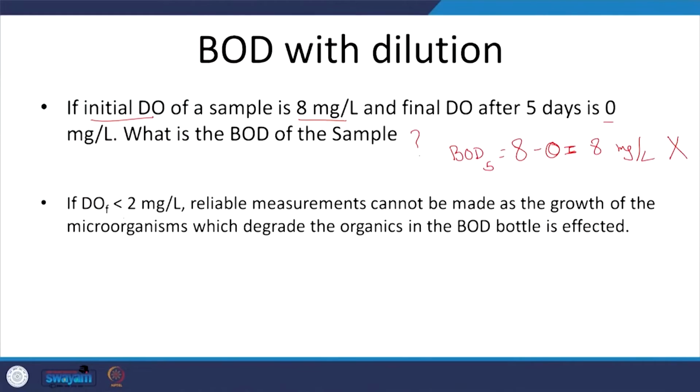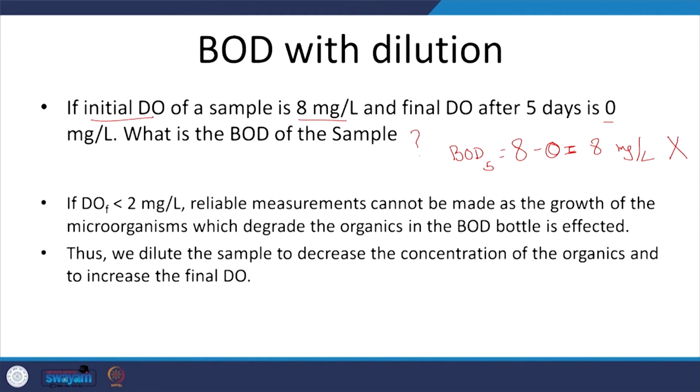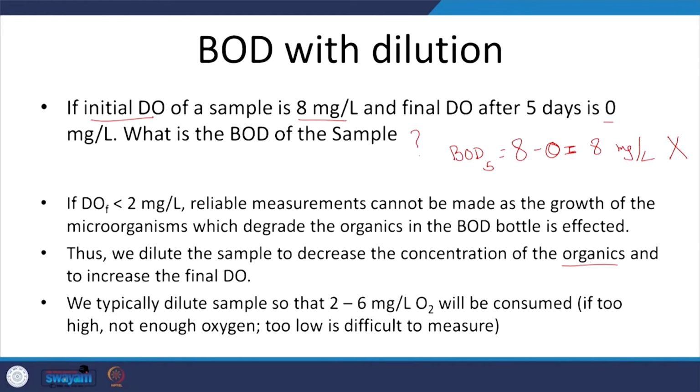So, it is not reliable, and as I mentioned earlier, if DO final is less than 2, a reliable measurement cannot be made, as the growth of the microorganisms is going to be affected. That is why, as we just discussed, we are going to dilute the relevant sample to decrease the concentration of organics or the BOD and to increase the final DO, right.